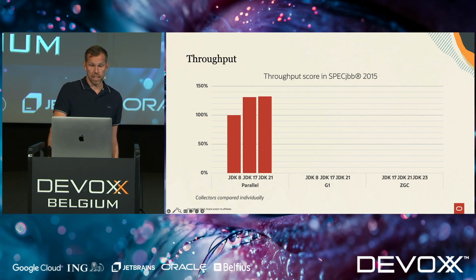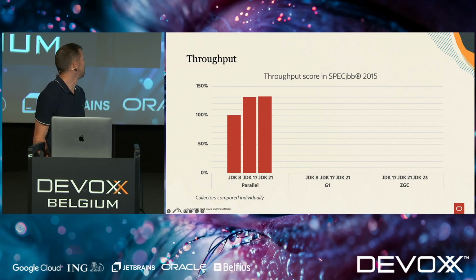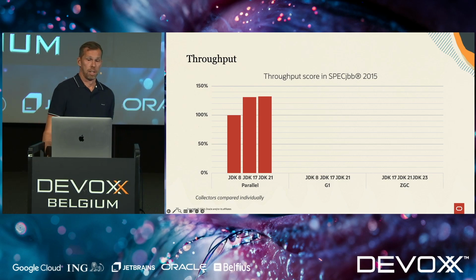So I'm using JDK 8 as the baseline for parallel. And as you can see, moving to JDK 17, we get a 30% boost in performance by upgrading. And part of this is due to improvements in GC. Parts of this is due to improvements in other parts of the Java platform. Going from 17 to 21, we don't see as much improvement, but still a small boost.